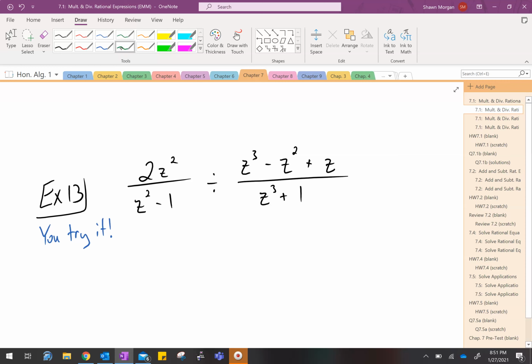Alright, so hopefully you've had time to work this out. Let's get down to it. First of all, factoring z plus 1 and z minus 1. That's the difference of two squares, right?